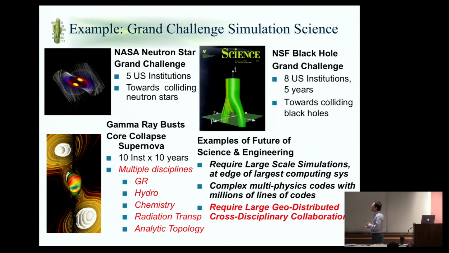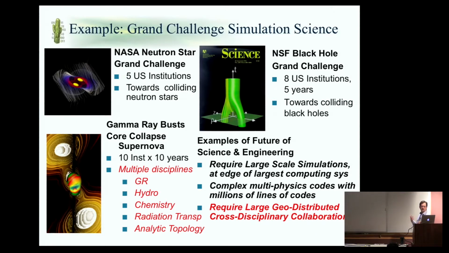It's a 10-year project involving 10 institutions, 6 different countries. It involves people who are experts in general relativity, which is the GR, hydrodynamics, chemistry, because there's chemical reactions happening in the clouds that surround these stars, radiation transport, analytic topology. None of these people, a priori, completely understand what each other is doing, but they need to understand the interfaces of what they're doing so that they can put together this very detailed simulation of the collision of core collapse supernova, which involves all of those disciplines.